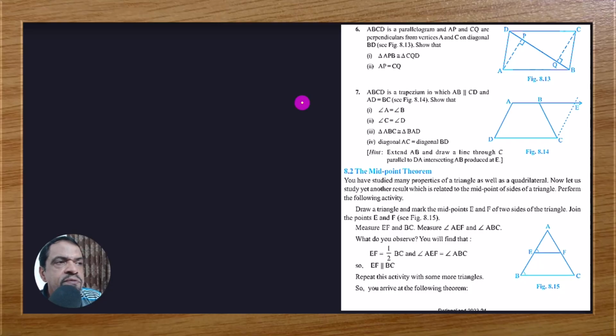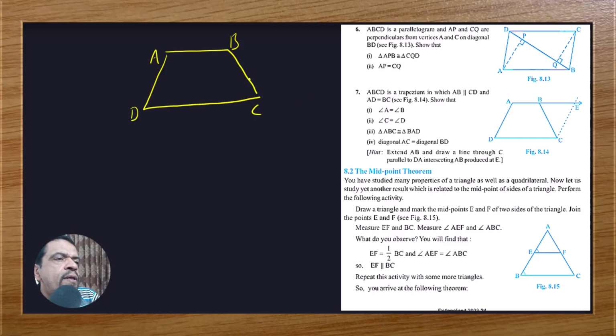This is very important. Given that ABCD is a trapezium and this line is extended here, and the construction is also given in the question. You have to join this E to C. AB is parallel to this CD and sides AD and BC are equal. In the first part we need to prove that angle A is equal to angle B.